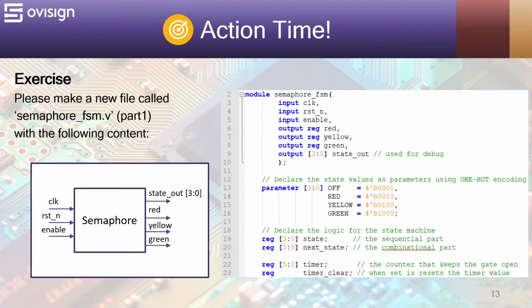Let's implement the special semaphore described earlier. For this project, you are going to need the following Verilog files: semaphore-fsm.v and tb-semaphore-fsm.v. At line 3, we declare the module's I/O ports. Red, yellow, and green have the output reg type because they will be used in the left-hand side of an always-at procedure. At line 13, we declare the parameters used for the four states.